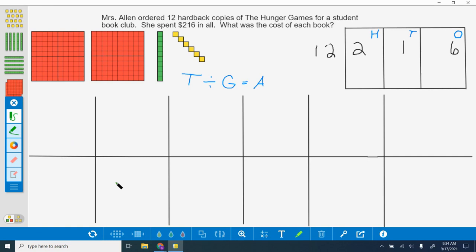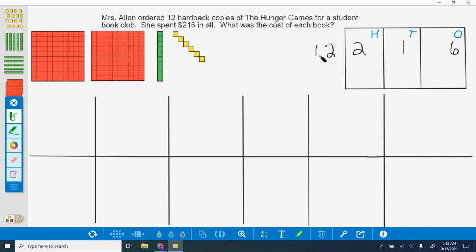So let's go ahead and think about this story problem. So Mrs. Allen has spent $216. She spent that amount of money to order 12 hardback copies of a book. And we're trying to find out how much each book cost. So we're going to do some division here.